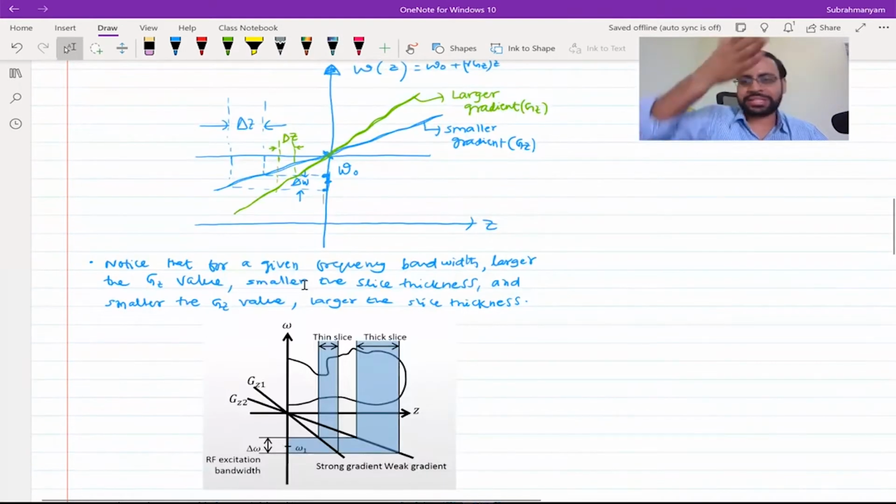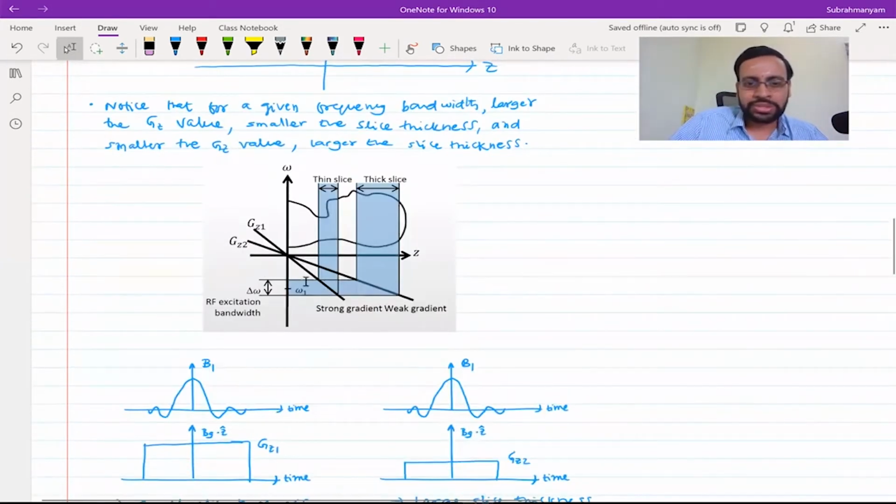This gz direction has now come down, but that's okay. Just pay more attention here. For example, this gz1 has a slope greater than gz2. Now you have taken omega plus or minus delta omega by 2.